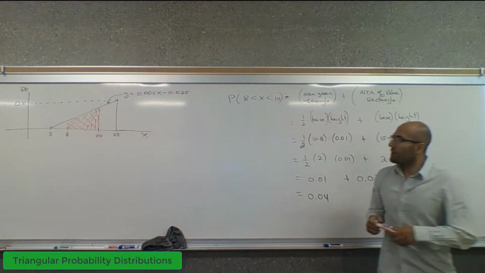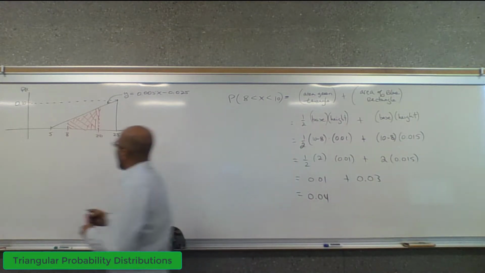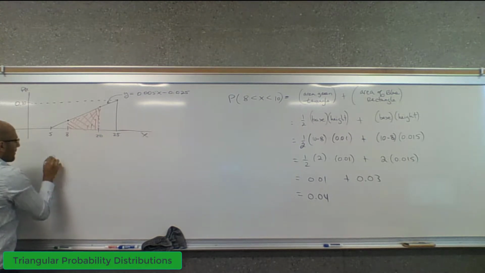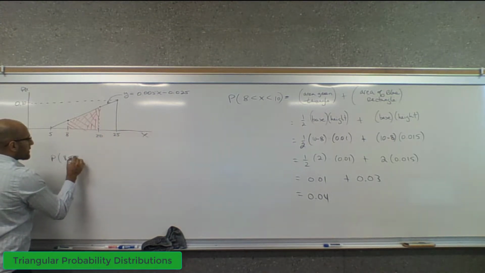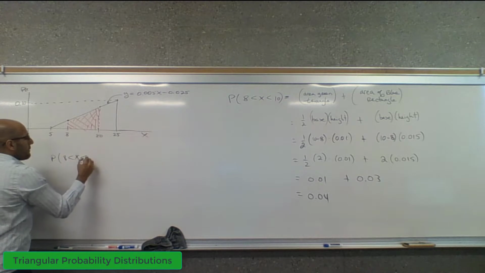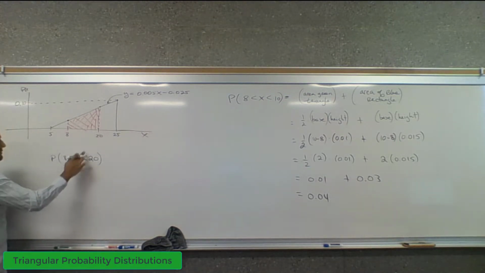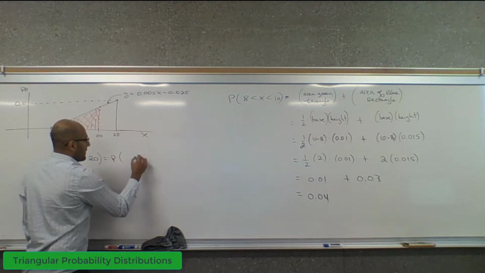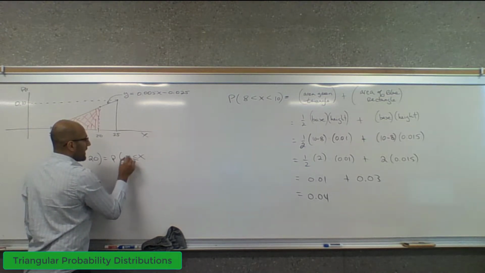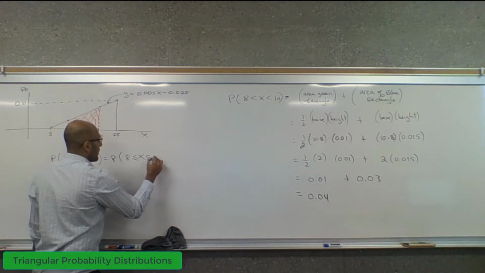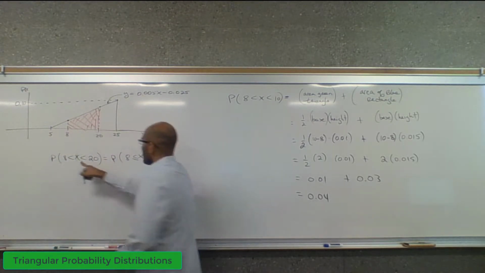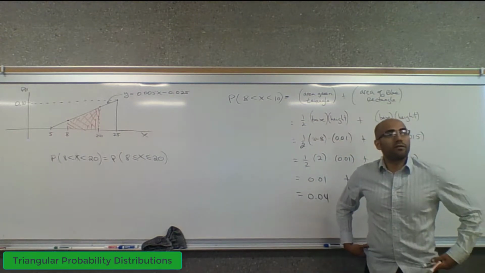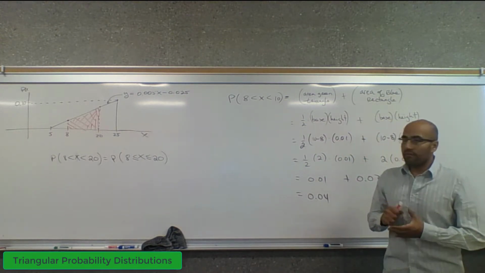So if we want to find the probability that it lands between 8 and 20, the probability that x is greater than 8 but less than 20, remember that this is the same thing as the probability that x is greater than or equal to 8 and less than or equal to 20, right? So whether or not you include the equals doesn't matter, and whether you do it on one side or the other doesn't matter. They're all going to give you the same result.